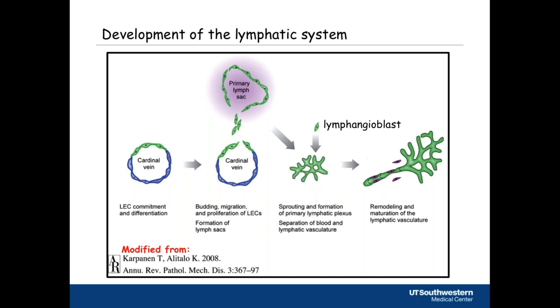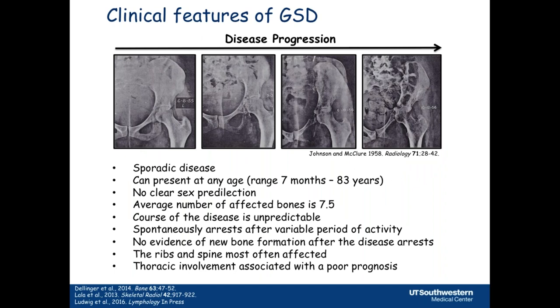Later in development, a subset of vessels mature into collecting lymphatics. So these lymphatics recruit smooth muscle cells, and they develop valves. So at the end of development, a hierarchical network is present, comprised of initial and collecting lymphatic vessels. Lymphatic diseases arise when there are defects in the development of the lymphatic system. And the lymphatic disease that we're going to focus on today is called Gorham-Stout disease.